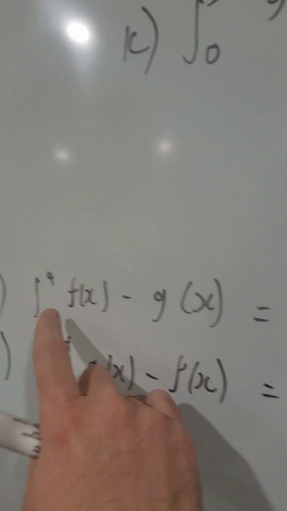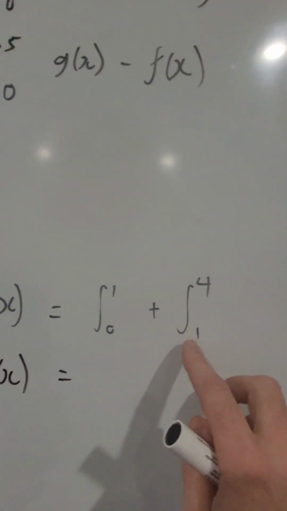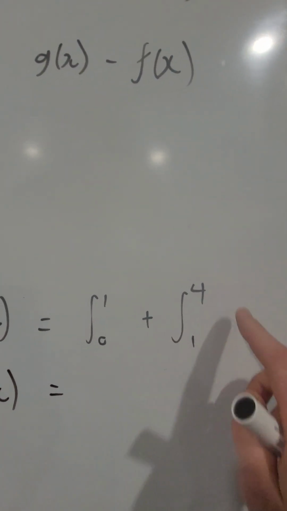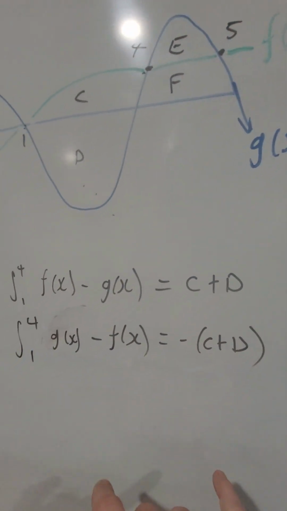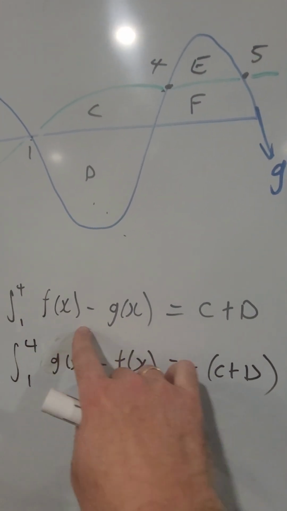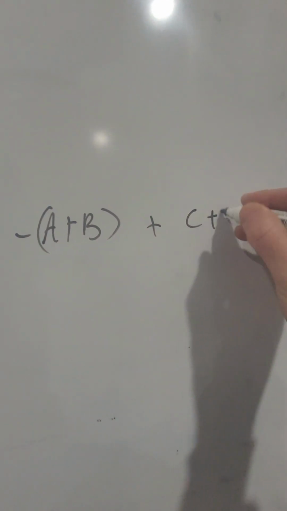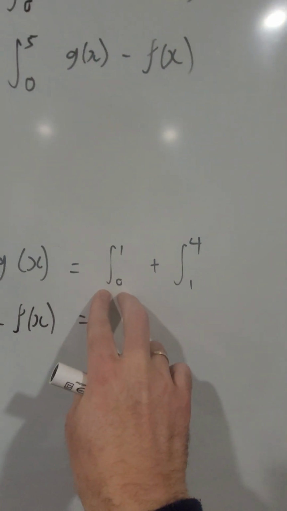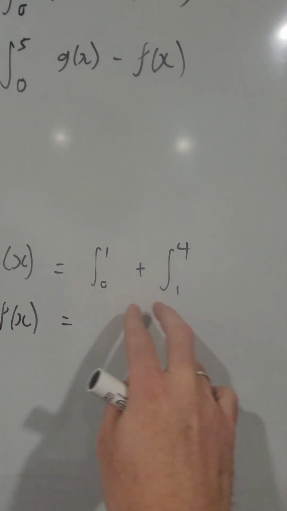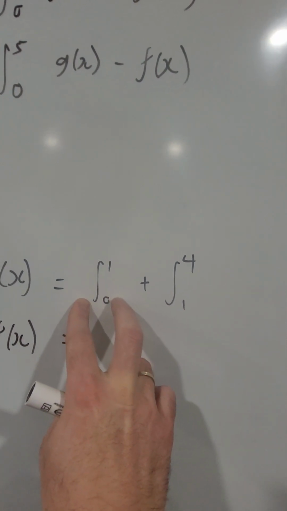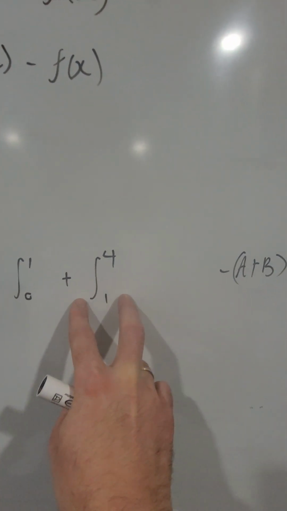But then, because we're going from 0 to 4, remember we can break it up into its intervals. And then we've got the integral from 1 to 4. And we've already done the integral from 1 to 4 of f of x take g of x as well. That gives us the C plus D. So all you need to do is think about breaking it up into its components. We've already calculated both of these and go, oh yeah, that one's the negative of a plus b, and this one's just C plus D. So that's going to be our answer.